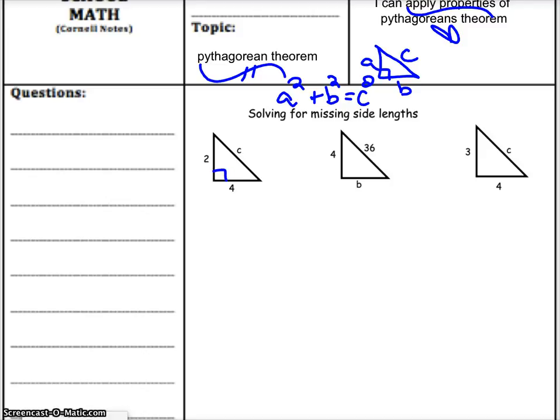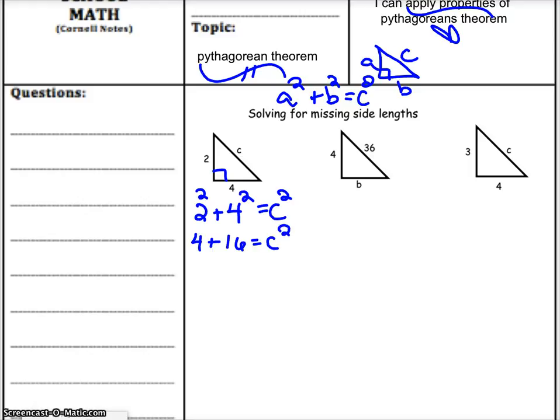My right angle is right there. Does it matter if I do 2 or 4 for my A and B? It doesn't matter what you choose for A and B, because the commutative property of addition tells us it's okay. So I'm just going to say 2 squared plus 4 squared equals C squared, which is 4 plus 16 equals C squared.